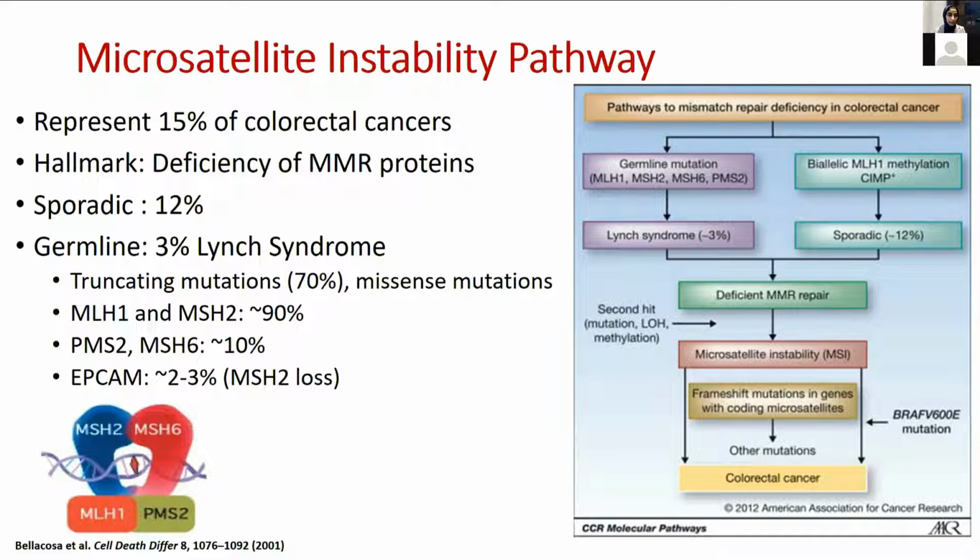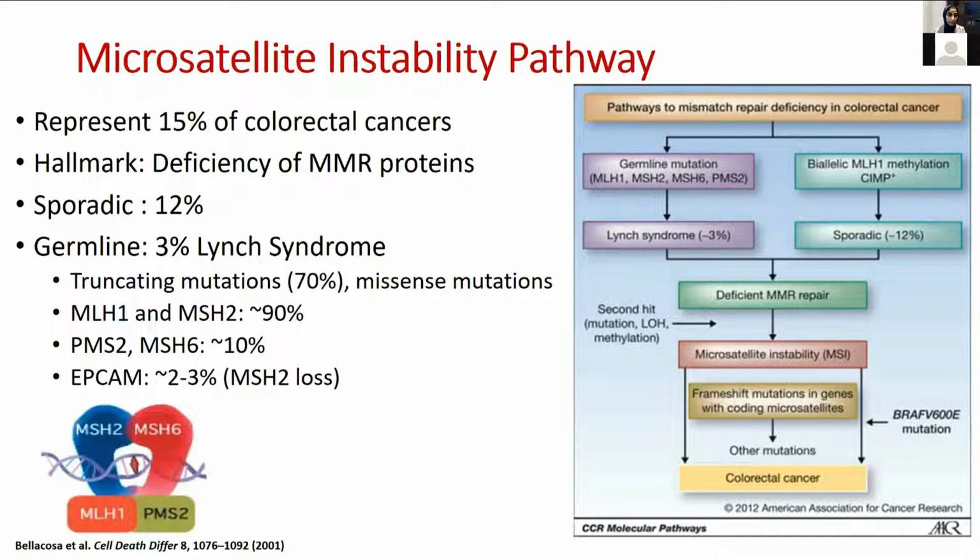3% of cases arise in the context of Lynch syndrome, with germline mutation in those proteins, most commonly in MLH1 and MSH2, and infrequently in PMS2 and MSH6. There is also a 2 to 3% rate of EPCAM gene deletion, EPCAM being a gene upstream of MSH2, that leads to MSH2 loss as well, and subsequently germline mutation in MSH2 and microsatellite instability.